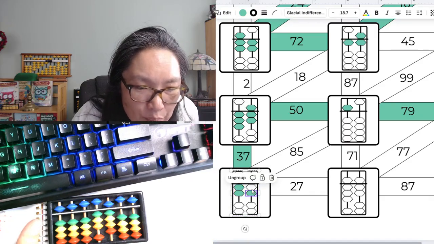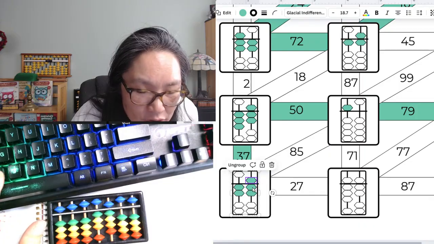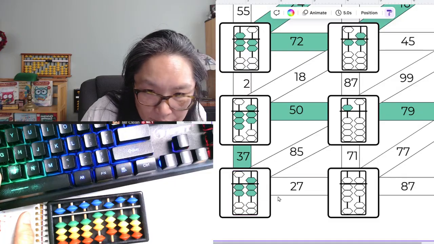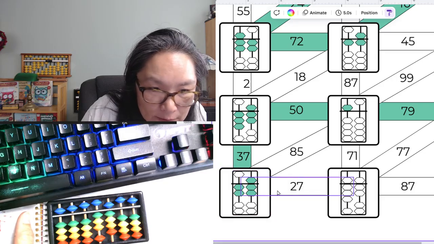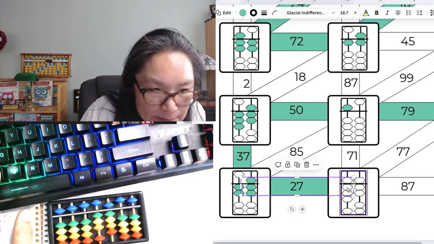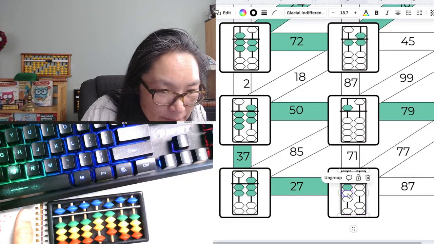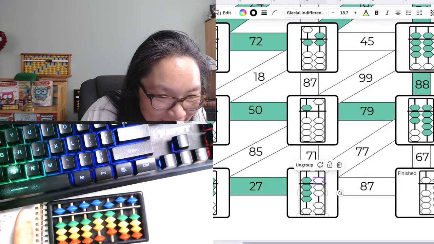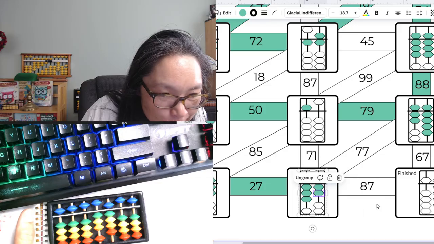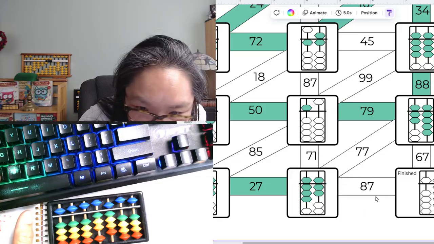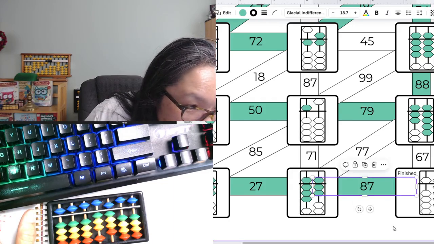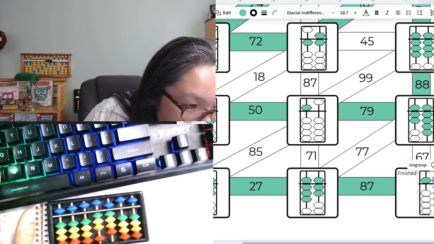So this is about bead recognition. This is about making sure we understand how to read the picture. But the picture mimics the abacus, right? 27. Thank you. We're looking at my maze, and then we're just practicing. 87. Yeah. So then what is my final answer?